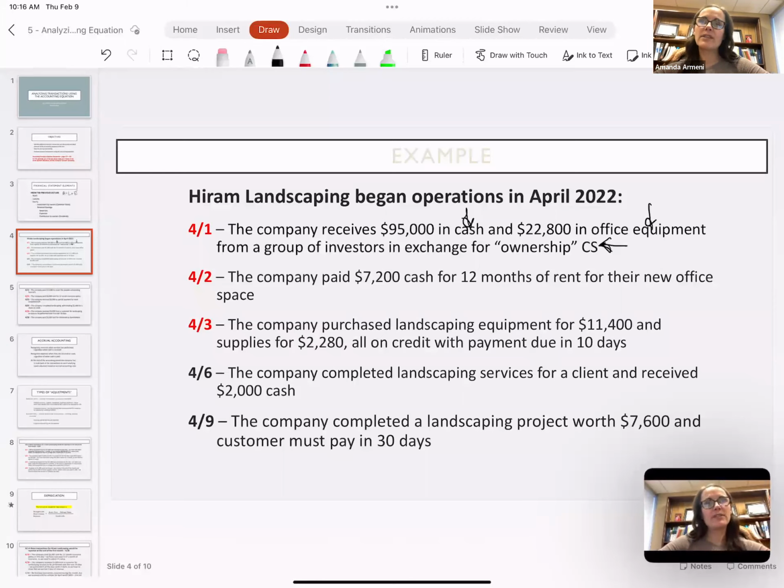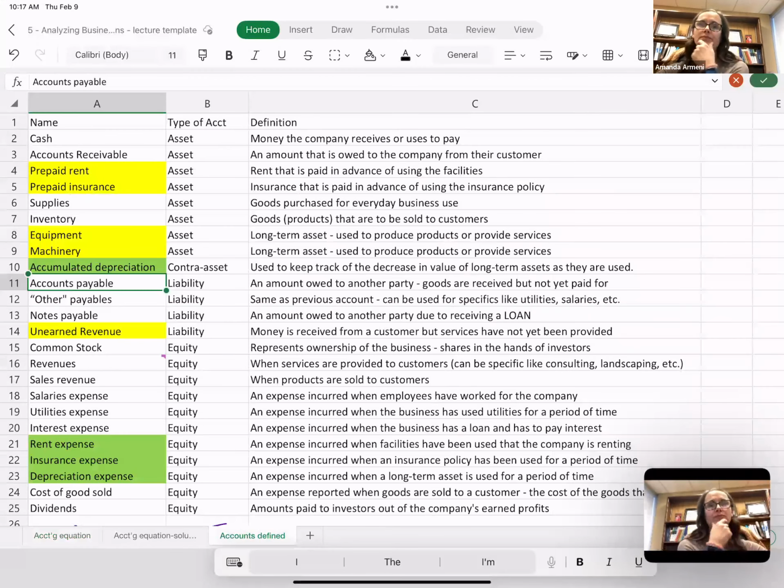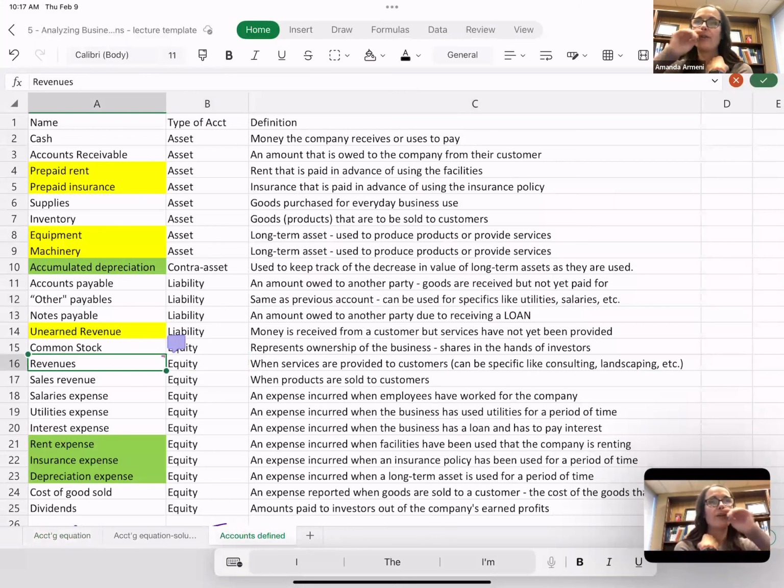But then we have to think about what is the account that we use when we provide services to a client. And we did do this last week, but again, if it's not fresh in your mind, go ahead and use that accounts defined tab in the Excel spreadsheet. Let's see which one makes the most sense, right? So if you read through these definitions and you get down to when services are provided to customers and they can be specific, something like consulting or landscaping, we call that revenue.